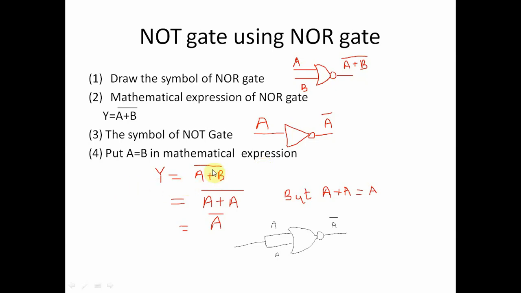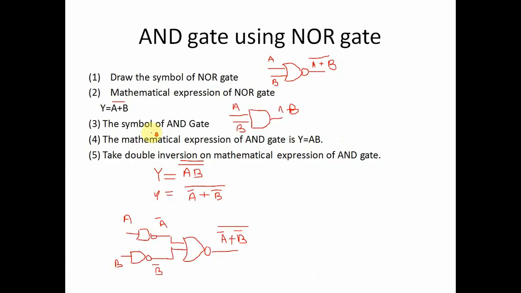Y is equal to (a plus b) bar is the mathematical expression of NOR gate. In this expression, put a is equal to b. So instead of writing a here and b here, we write a in both places. So a plus a is nothing but a, and y is equal to a bar is the mathematical expression of NOT gate. And we draw here the NOT gate using NOR gate only.